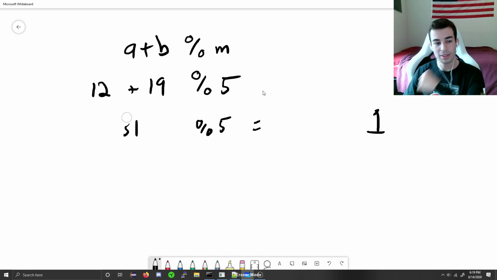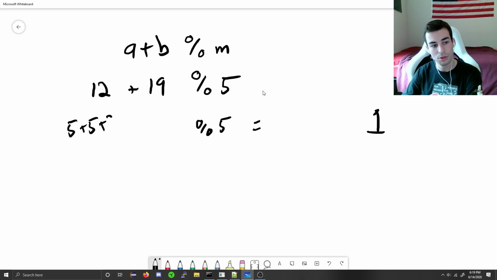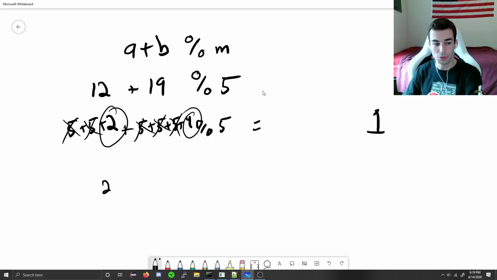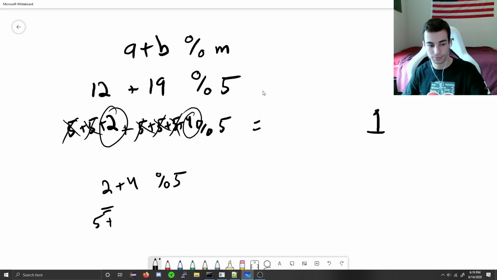But one thing we can do to make this problem a little bit easier is we can store this 12 as 5 plus 2, and this 19 is 5 plus 5 plus 5 plus 4, rather. And when we do this, this 5 corresponds to going around the circle an entire time. So these 5s don't matter at all. We can just ignore them entirely. And all that's left is this 4 and this 2. So 2 plus 4, mod 5. Well, this is equal to 5 plus 1. So this 5 we can ignore, and then we're left with this 1.